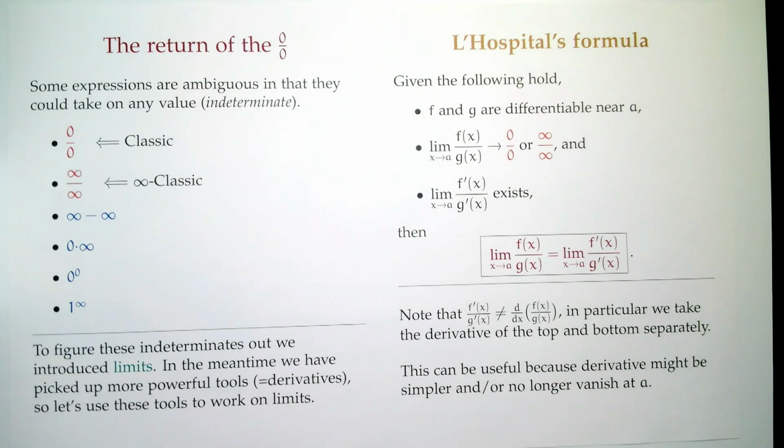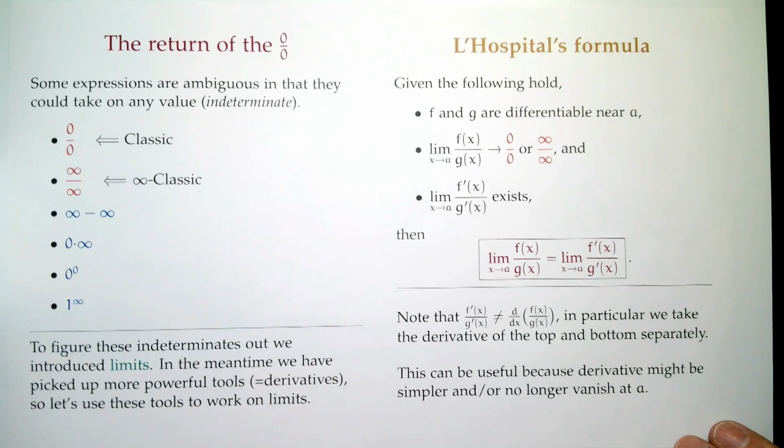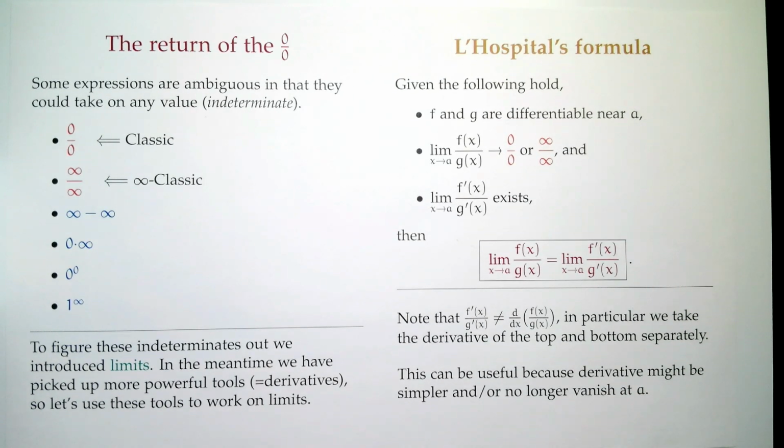The limit as x approaches A of f of x over g of x is the same as the limit as x approaches A of f prime of x over g prime of x. So this is nice. Why is it nice? Well, f of x over g of x might be complicated, but f prime over g prime might not. f of x over g of x might have a 0 over 0, but f prime over g prime doesn't. And so it's much easier to take the limit. By taking the derivative of the top and the derivative of the bottom, we'll get something which is easier to take the limit of.